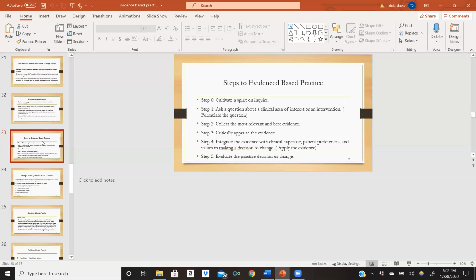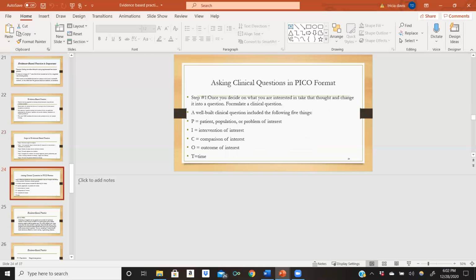And then the last step is evaluating the practice, the decision or change. So did it work? Did what you implemented work? Did it show that hourly rounding on your patients decreases risk of falls and improves patient satisfaction? So those are your 5 steps.